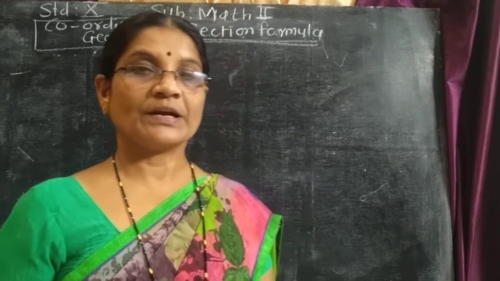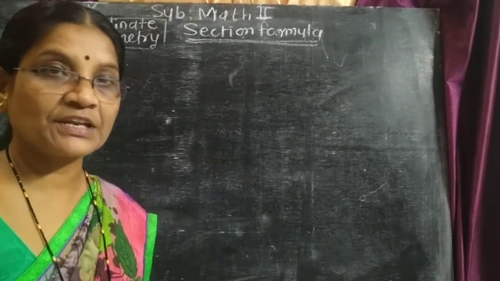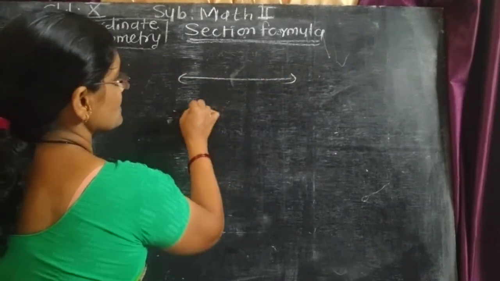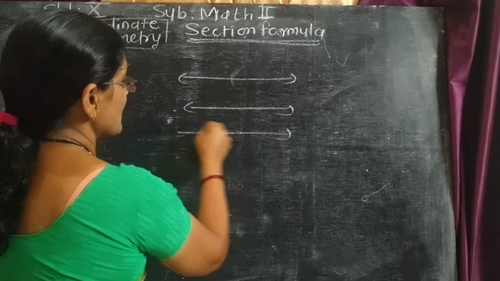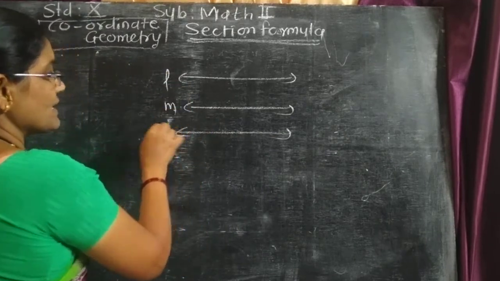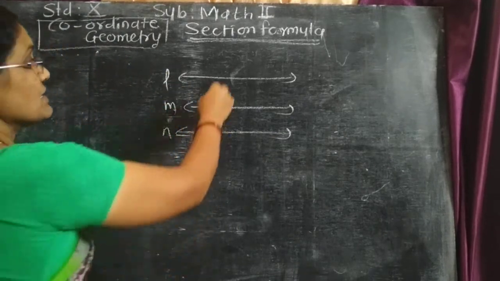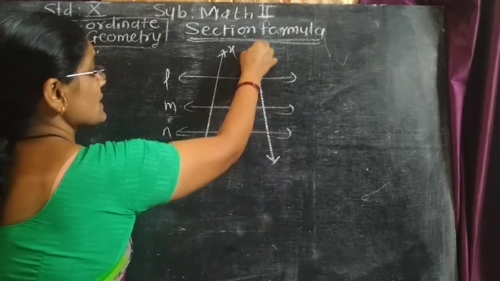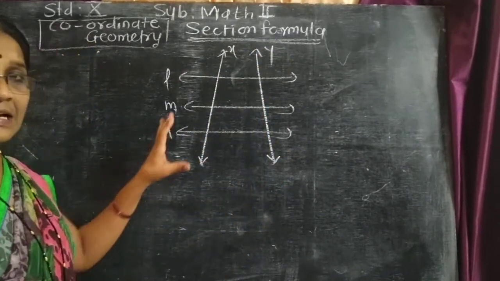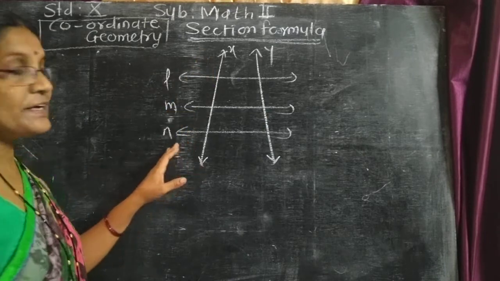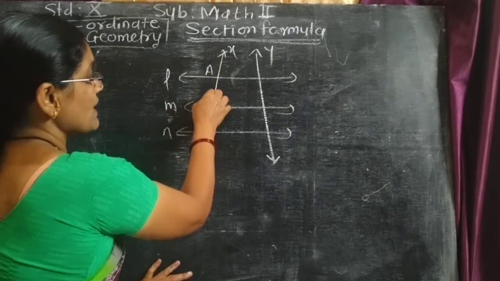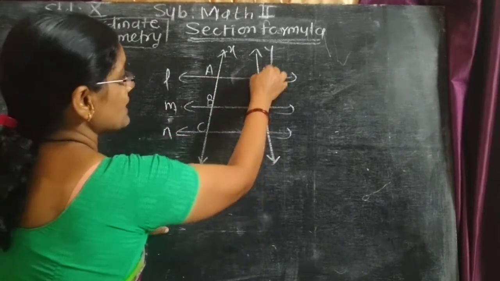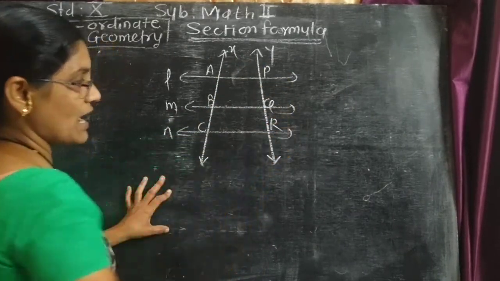The first property is the property of three parallel lines. Here three parallel lines are there. Suppose line L, line M and line N. Their transversal is line X and another transversal is line Y. The first transversal intersects at points A, B and C. The second transversal intersects at points P, Q and R.